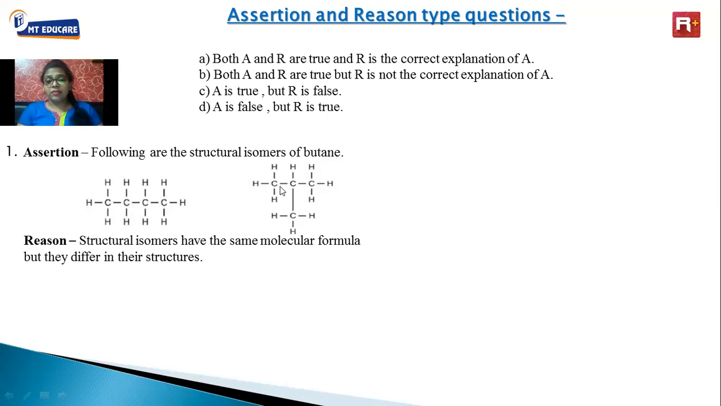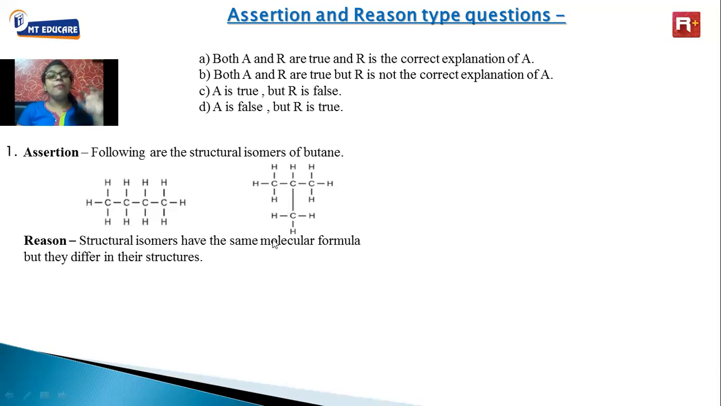We'll talk about the next. We'll see the next also. 1, 2, 3, 4. Yes, it is also butane. It is also having 4 carbon atoms. Fine. So can I say both are having the same carbon atoms, meaning the formula will be the same, but both are having different structures, so they can be called isomers of butane. Okay, so let's see what the reason is.